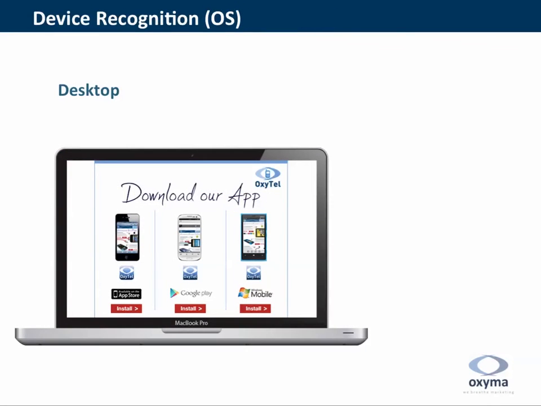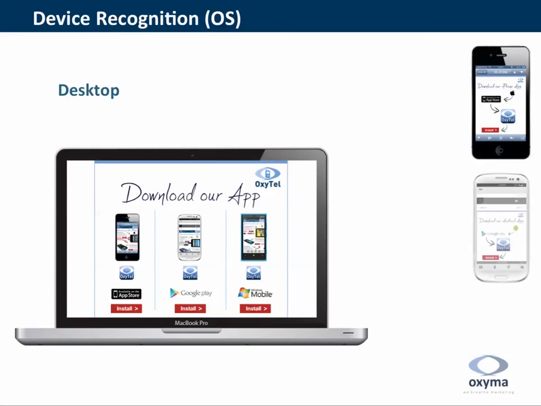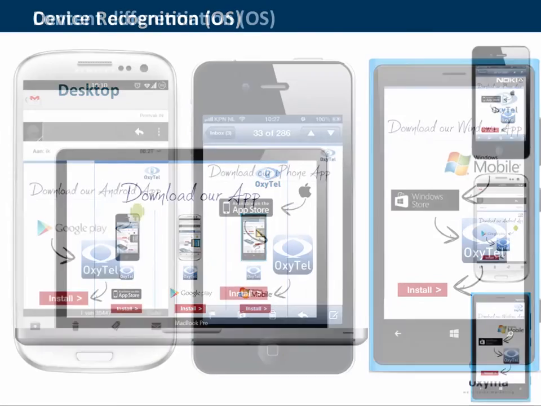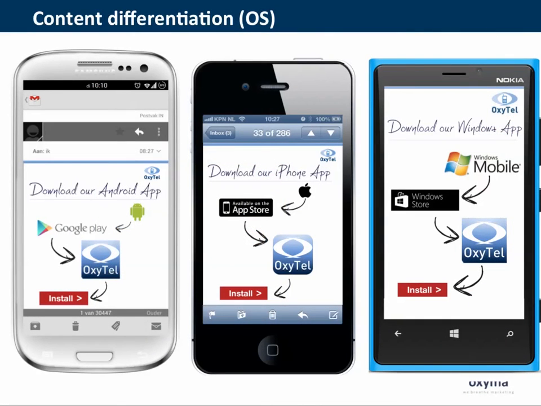This is also possible when we look at operating system. Say we are promoting an app. Of course, there are different app stores for different devices, so we want to split that out. Meaning the user will receive the correct image and link for their app store so they can deep link through and download that app right away, instead of showing 3 different buttons and the user having a choice.